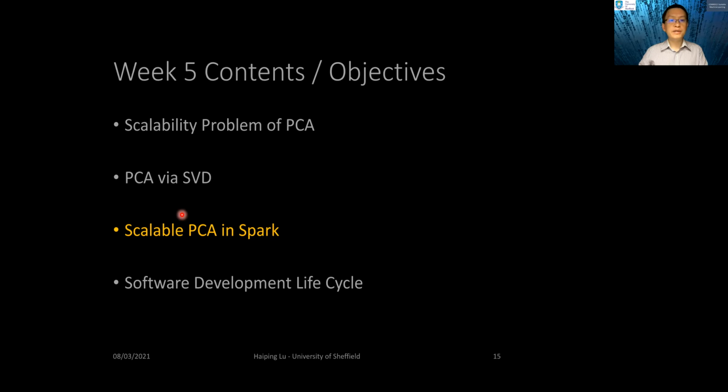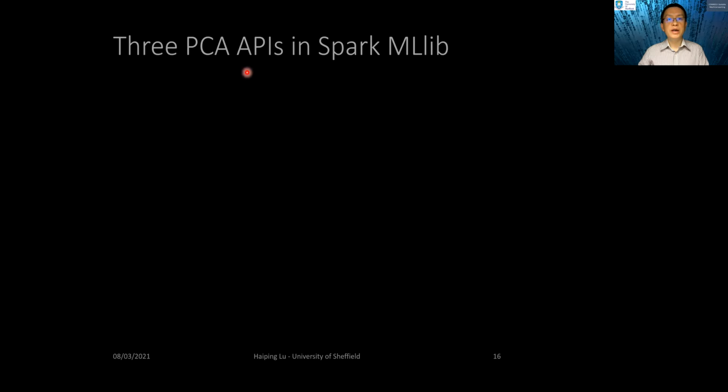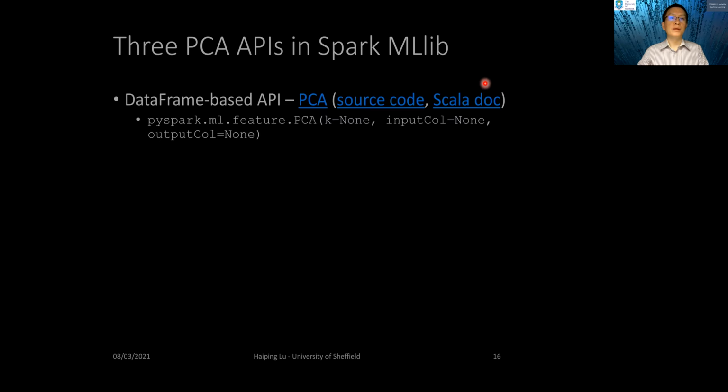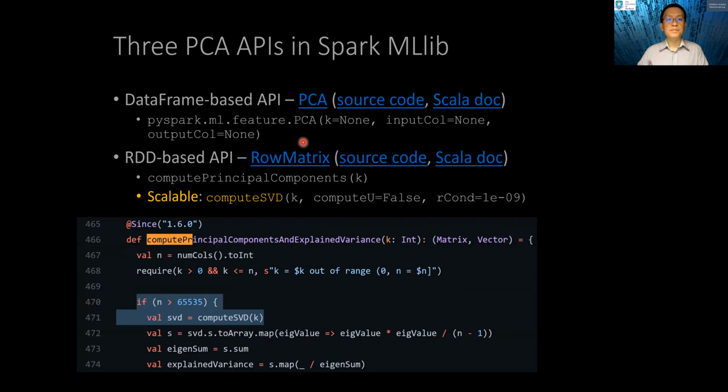Let's study scalable PCA in Spark. There are three PCA APIs in the Spark ML library. In the data frame based API, there's a PCA API, and here are some links for the source code in Scala and the Scala documentation. And this is the API that you can use.